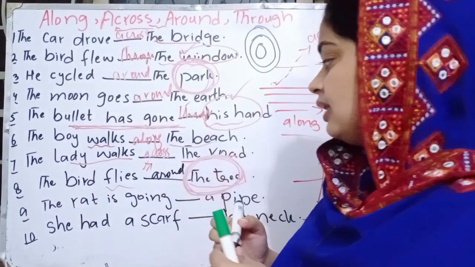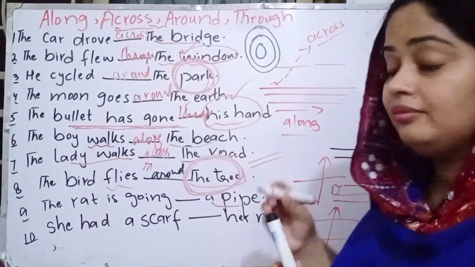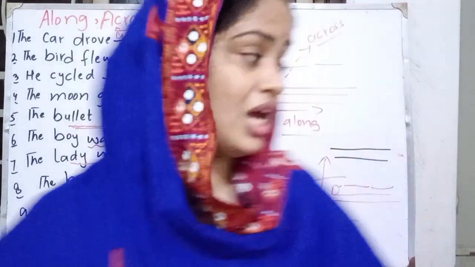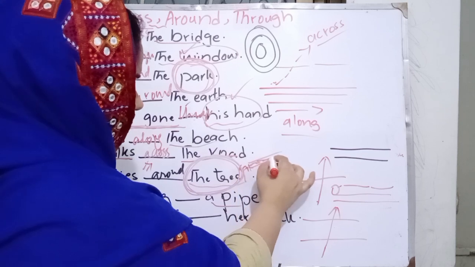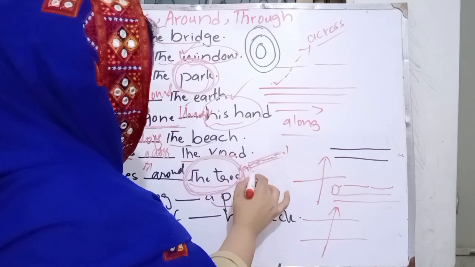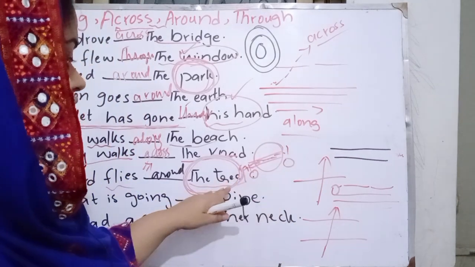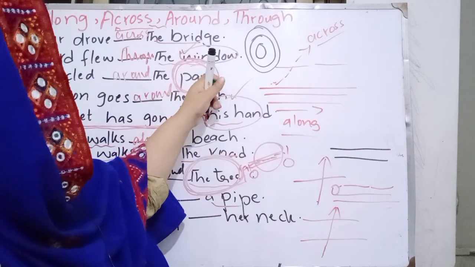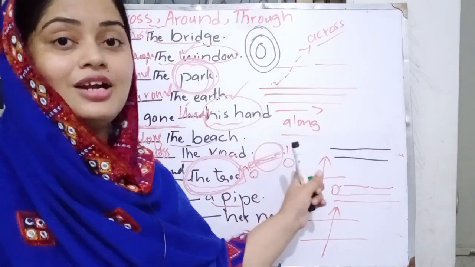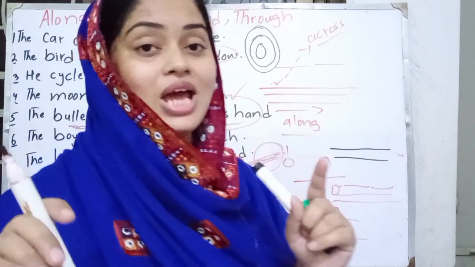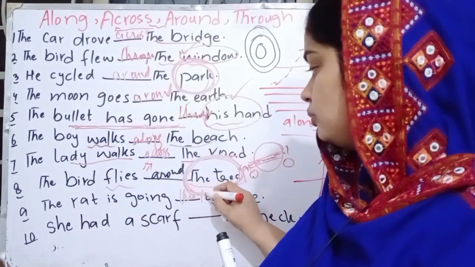The rat going the pipe. Now the pipe is a channel. The rat is here. It has to pass through this channel to reach the other end. This is one end, this is the other end, and this is the channel. Whenever there is a channel like a window, a hand, or a pipe, and you have to reach from one end to another through the medium, then the correct preposition is through.